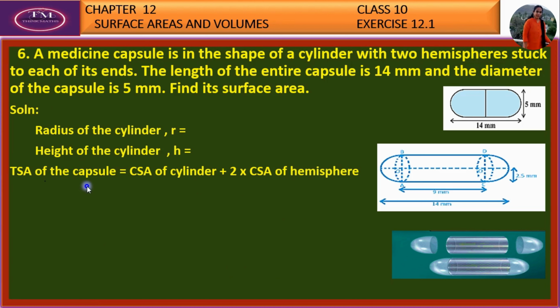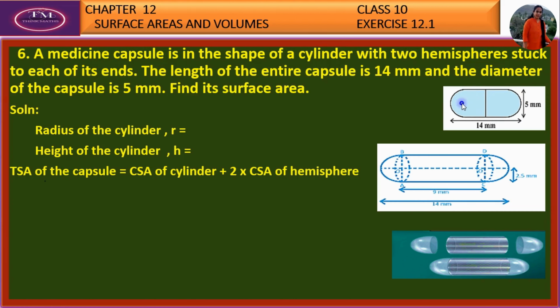The sixth problem is: a medicine capsule is in the shape of a cylinder with two hemispheres stuck to each of its ends. The length of the entire capsule is 14 millimeter and the diameter of the capsule is 5 millimeter. Find its surface area. So this is the medicine capsule. Its full length is 14 millimeter.